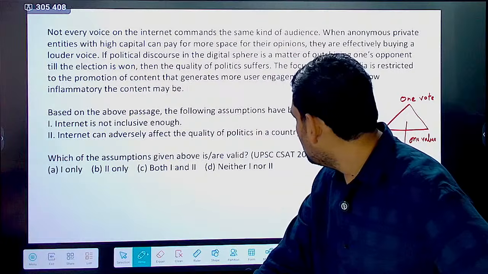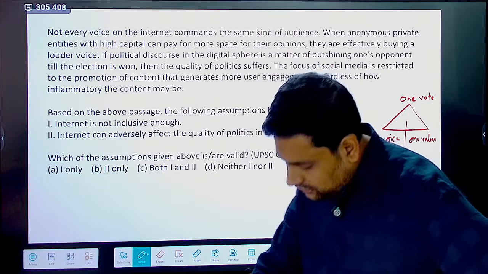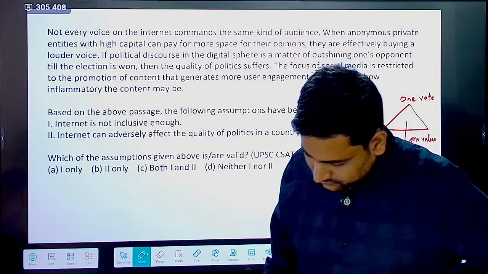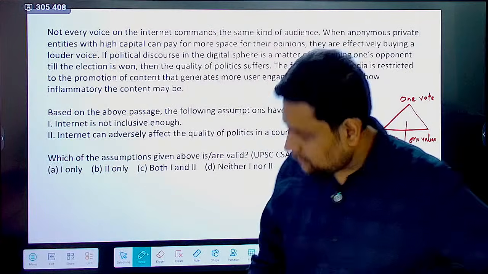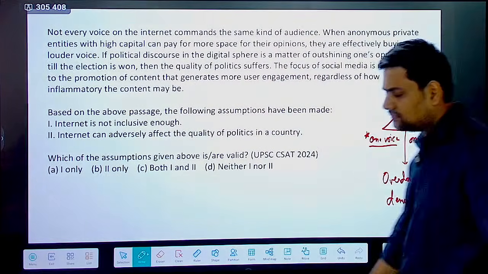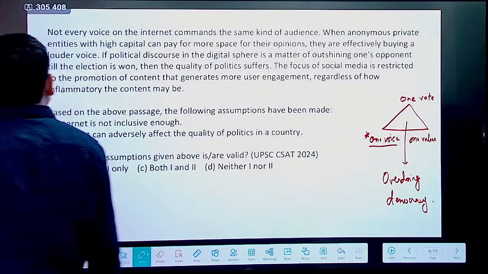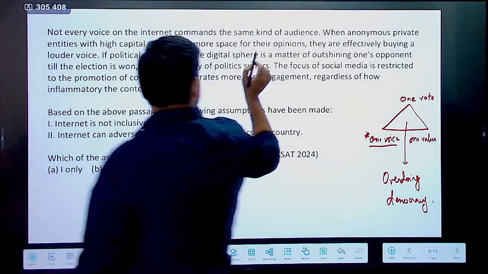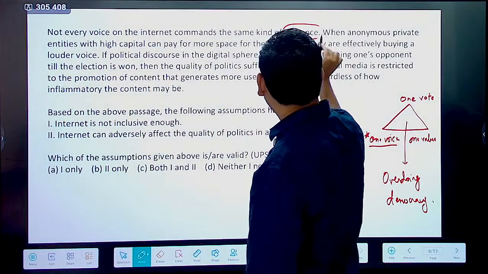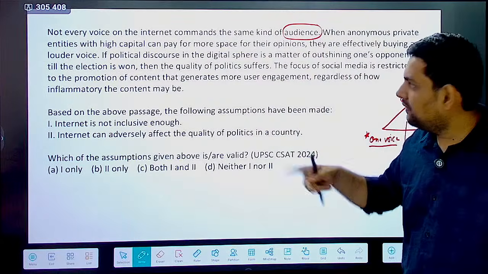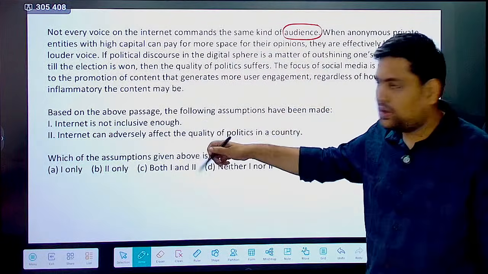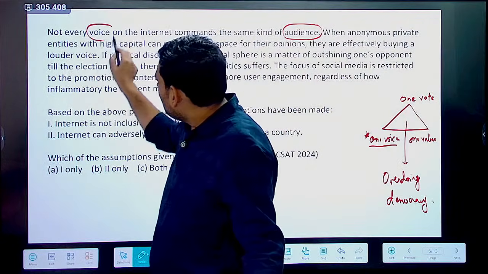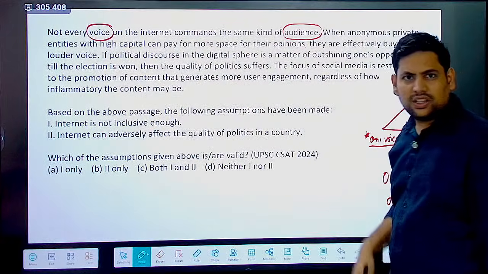Neelam is saying 2 only. Okay. Shweta is saying C. Dheeraj is saying C. Okay. Let's see. Now, it says not every voice on the internet commands the same kind of audience. So the audience is different for different voices. So voice and audience is not equal.